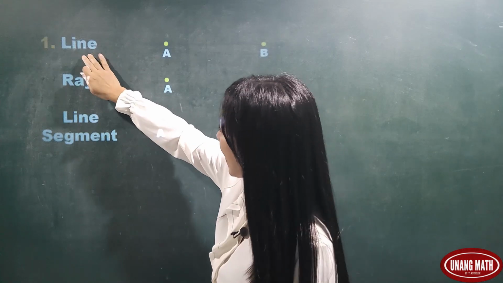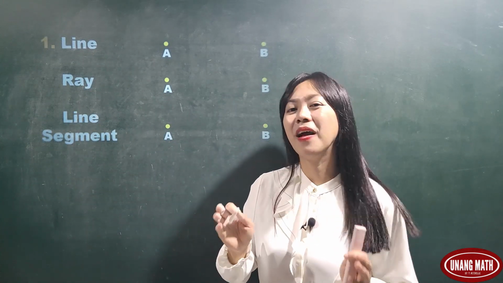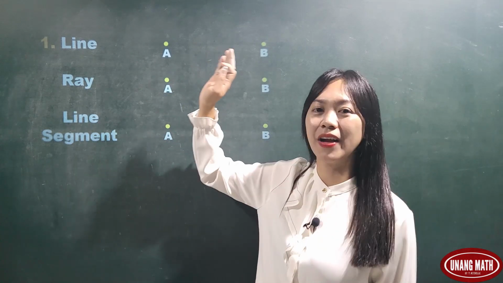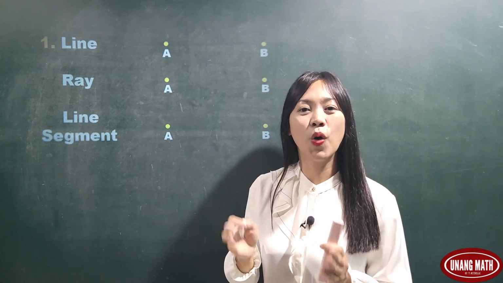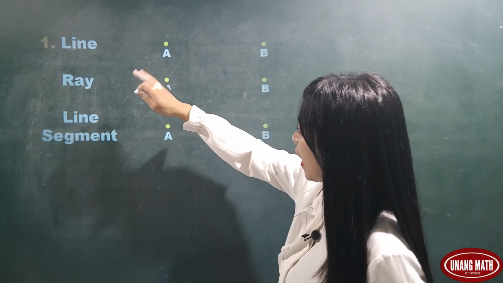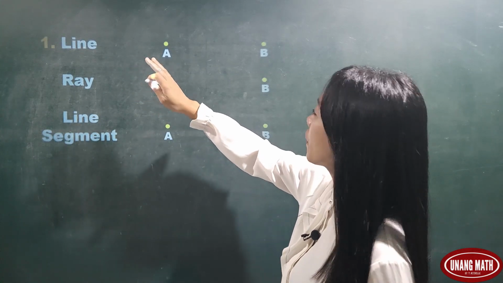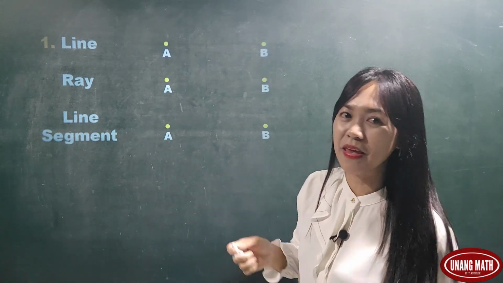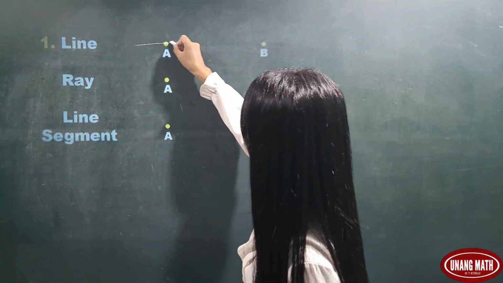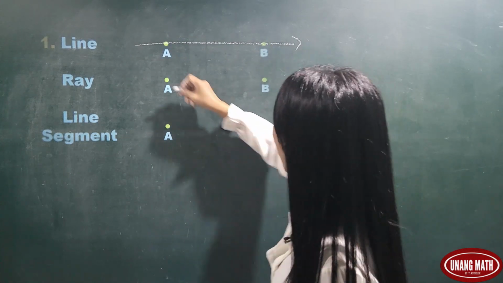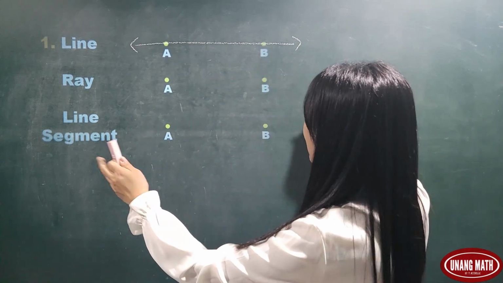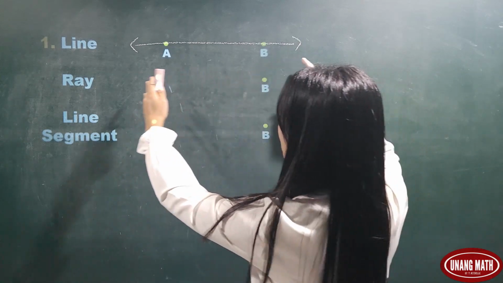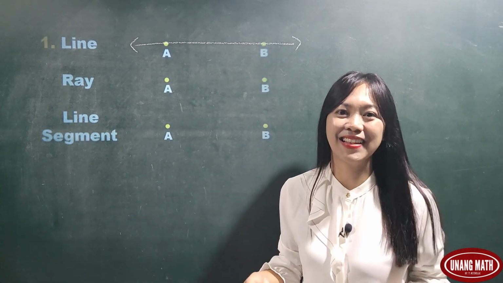In math, a line doesn't have a starting point and it doesn't have an end point. That means we cannot measure a line. It doesn't have a definite or exact measure. Okay, let's give an example. How are we going to draw or represent line AB? We're just going to draw a straight line with arrows on both sides of the line. These arrows mean that we can extend both sides endlessly.